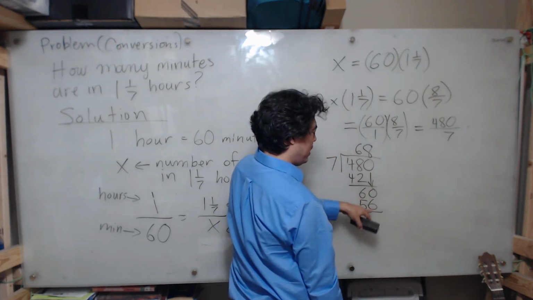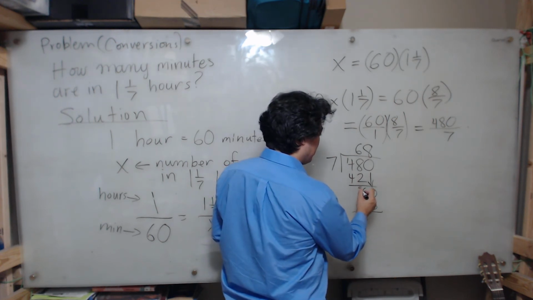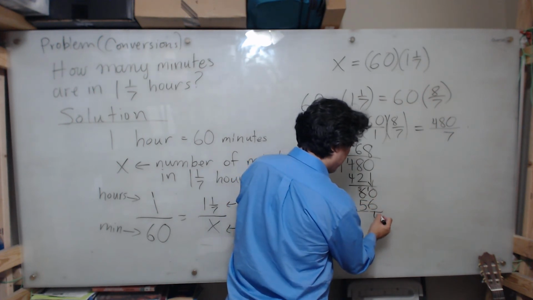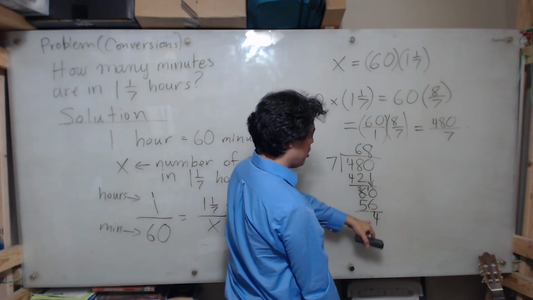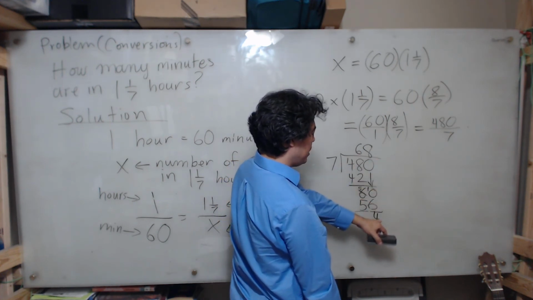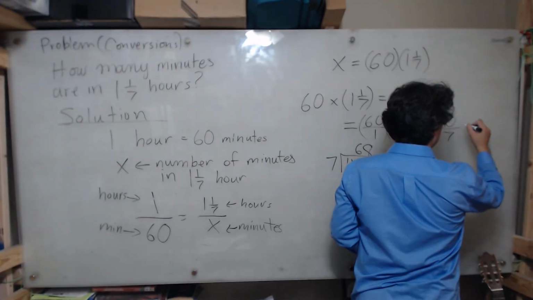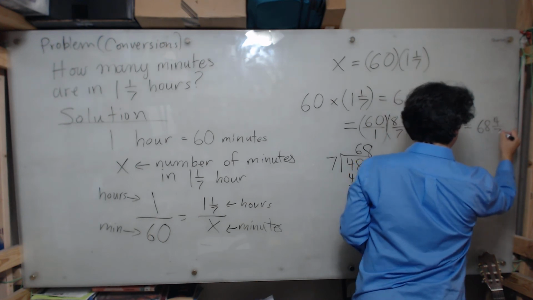Now, 0 minus 6, I can't do that. But I can borrow from the 6 here. That becomes a 5, and this becomes a 10. 10 minus 6 is 4. 5 minus 5 is 0. So I can see, aha, 7 does not go into 4. There's nothing else that I could bring down. So 480 divided by 7 can be written as 68 and 4/7.